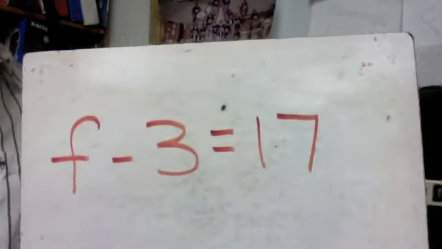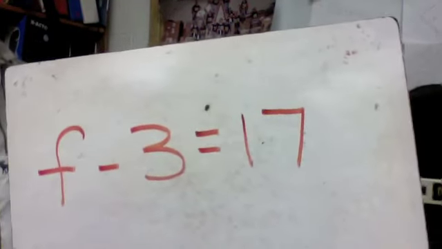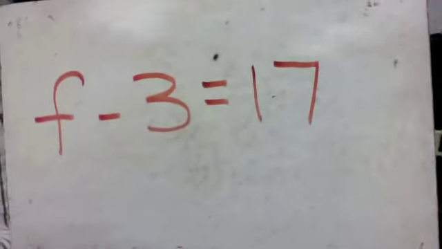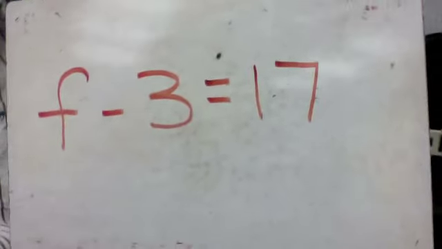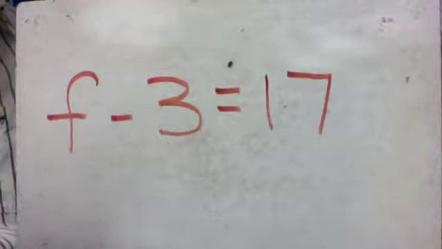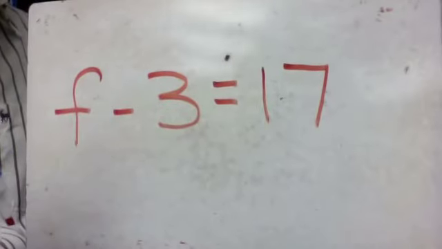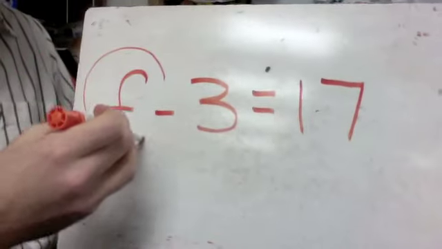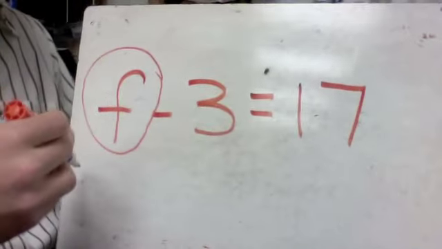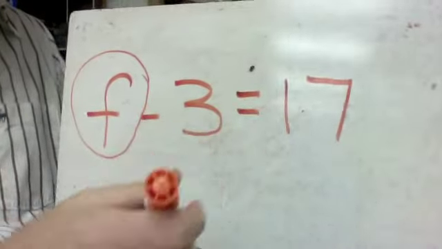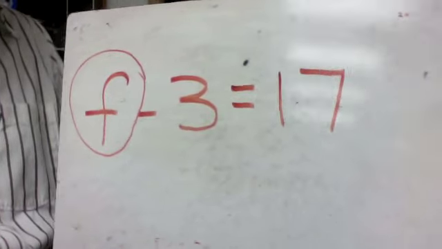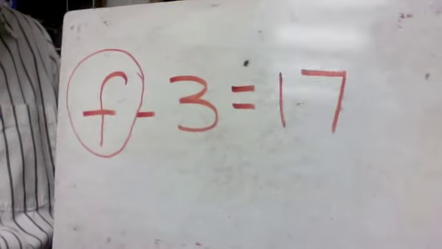We're just going to talk about some simple equation solving today and how to make a number sentence be true. The number sentence that I have on here is f take away 3 equals 17. What we're trying to figure out is what can I put in for this unknown number to make the number sentence true, or to make the number sentence actually work out. So we just have to figure out what number goes in there.